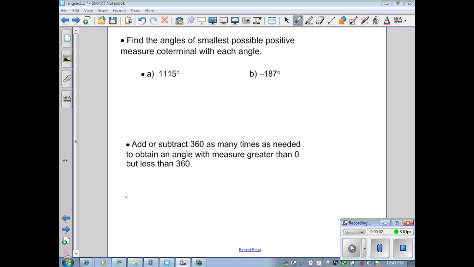Let's take a look at an example. In this situation, they're asking us to find the angles of smallest possible positive measure coterminal with each of the given angles. Down below you have a bullet point, and this shows you the procedure of how they want you to find the coterminal angles. You can either add or subtract 360 as many times as needed to obtain an angle with the measure greater than 0 but less than 360 degrees. Let's take a look at the solution.